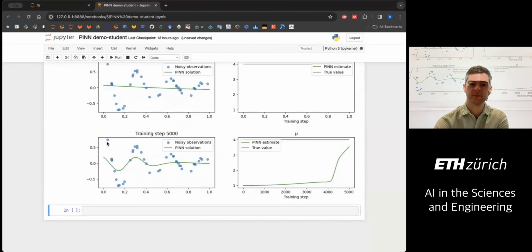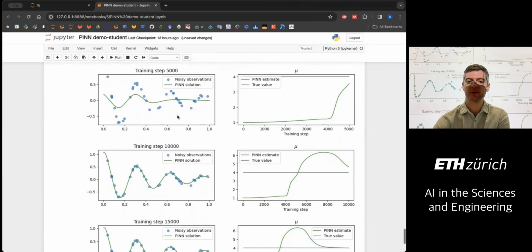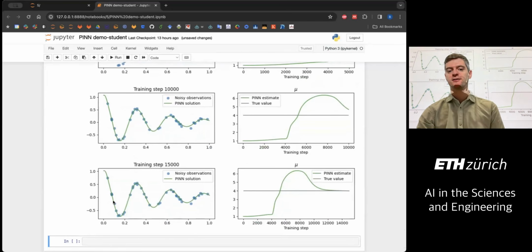And depending on how many observation points we have, so basically how well posed this inverse problem is, is there enough information in our observation and data points to be able to solve the equation and also estimate mu? Depending on how many points there are, it depends on how well this converges. But in this case, it converges well. So we get a nice fit of the solution.